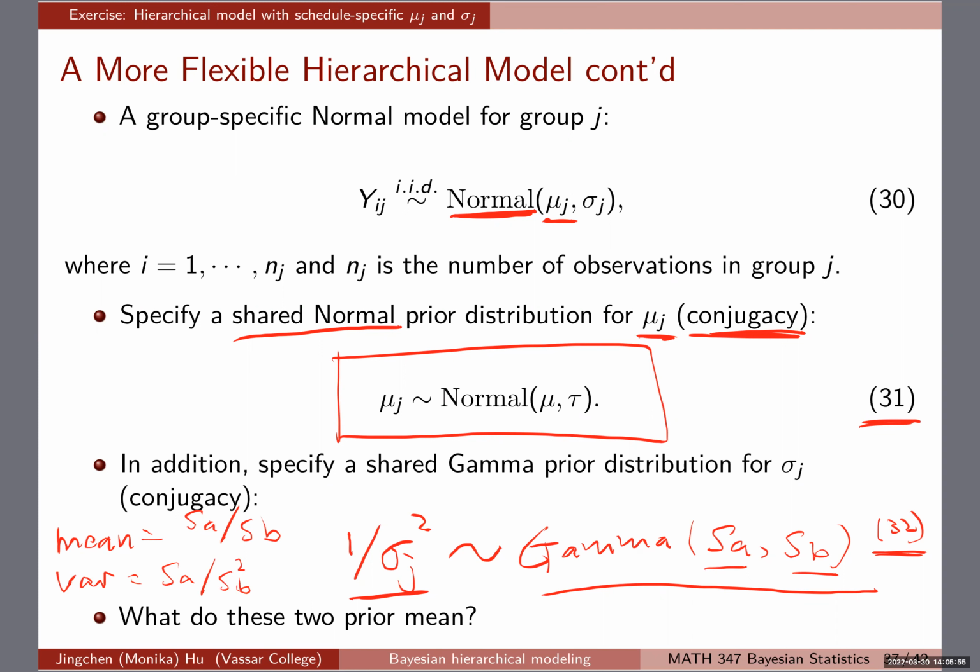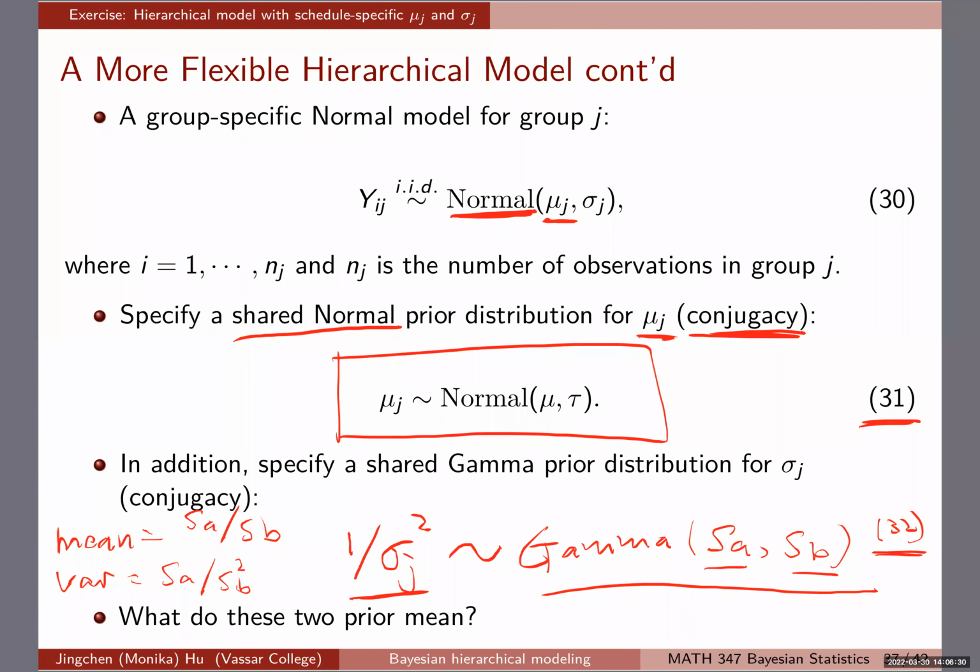But I think the lesson over here is that in equation 31, because we know that mu and tau are the mean and standard deviation, it's kind of straightforward to think about how to tune them, right? When you're trying to decide whether mu j's are very similar to each other or not very similar to each other. When you're having a gamma, like in 32, it is less straightforward. But we know that the mean for a gamma SA, SP is going to be SA over SP, and then the variance is going to be SA over SP squared. So you can choose accordingly this SA and SP to reflect your prior belief about how the sigma j's are going to be similar to each other.